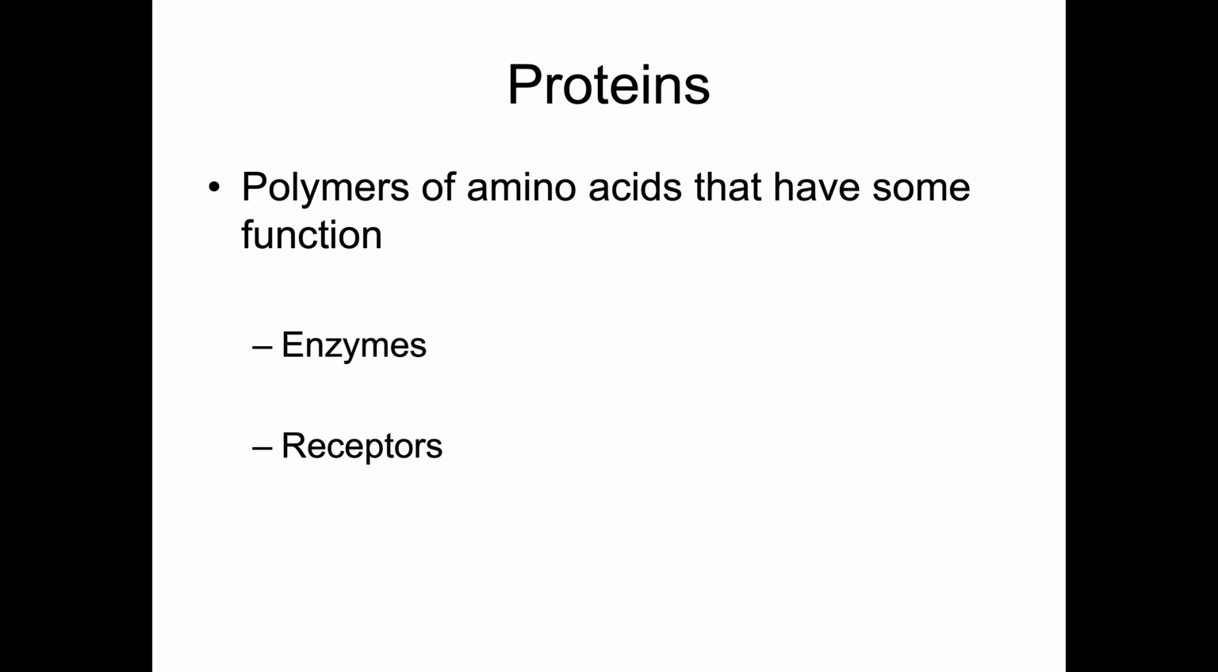So we talked about proteins before. They're polymers of amino acids that have a function. In general, there's connective tissue like muscle, but a big part of what proteins do is enzymes and receptors. So let's talk about each of these.